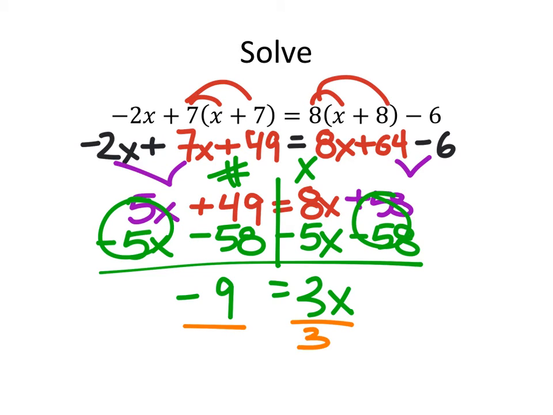The last thing I would want to do is to make the coefficient of x 1 by dividing both sides by the coefficient, which is 3, and negative 9 divided by 3 is negative 3.